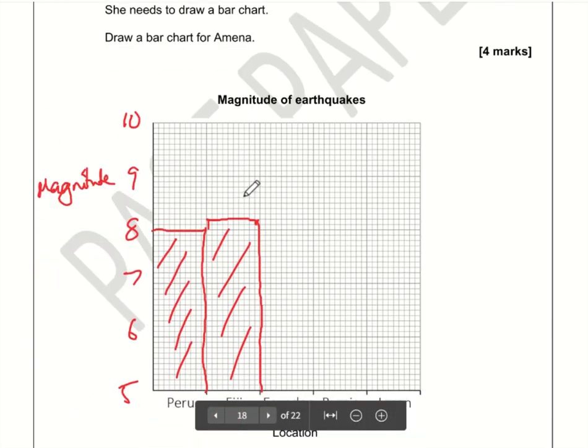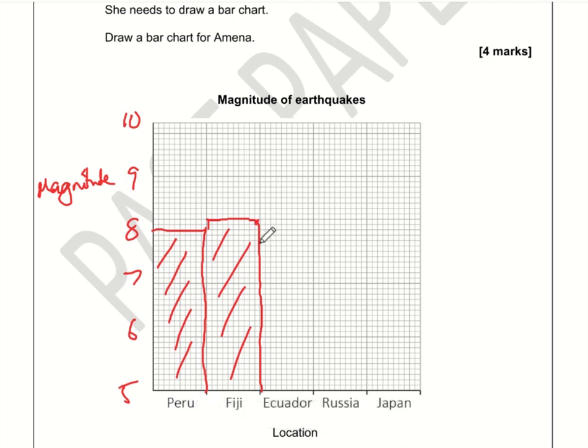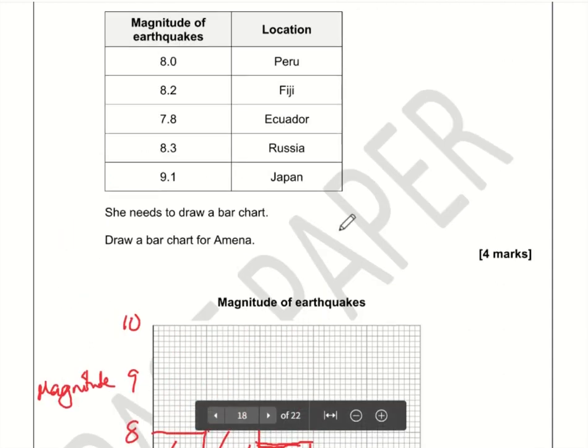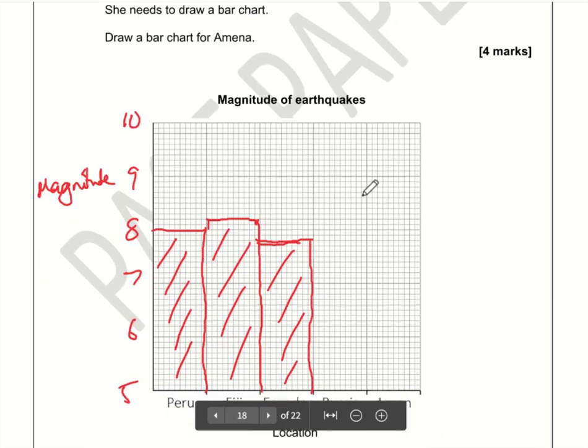Ecuador is 7.8, so that's 2 below the 8. So Ecuador, oops, I think I've just missed it there. There we go, that's more like it. Okay, there is Ecuador. And for Russia and Japan, 8.3 and 9.1.